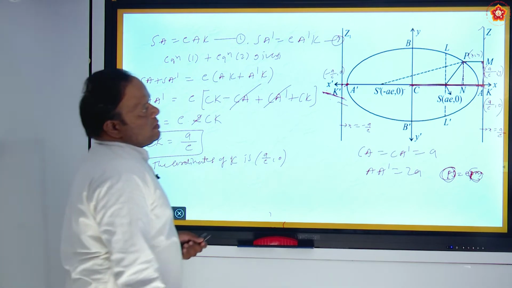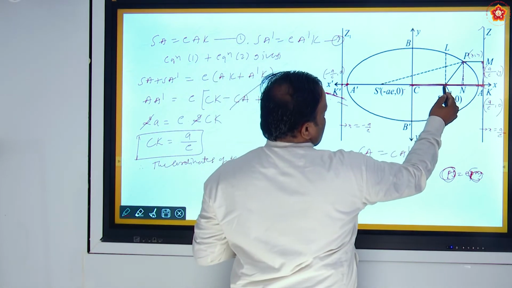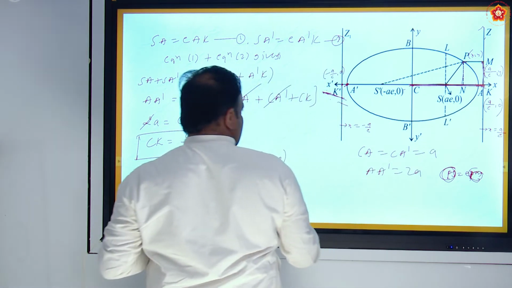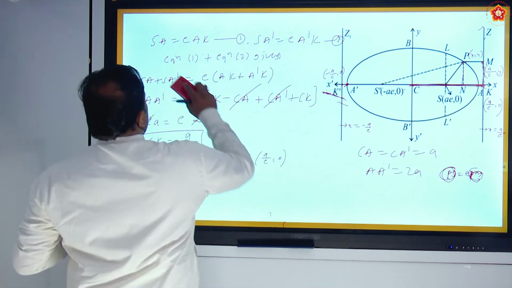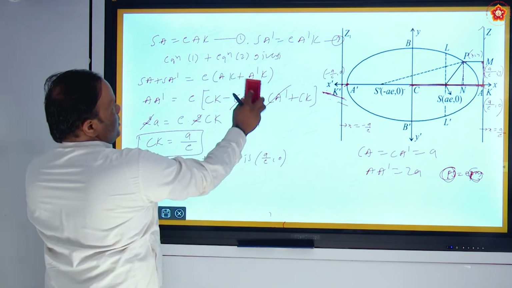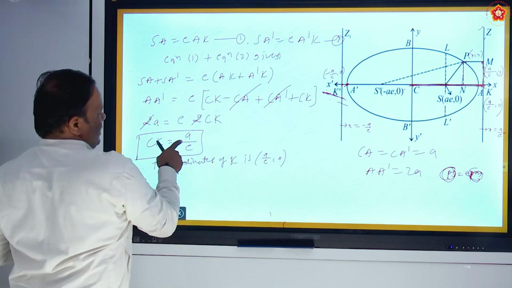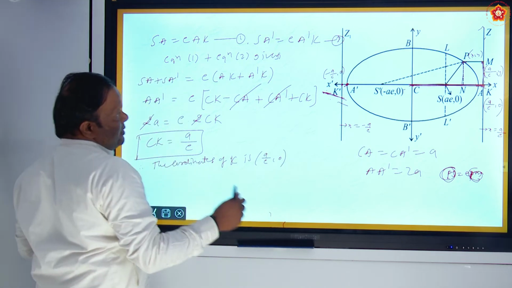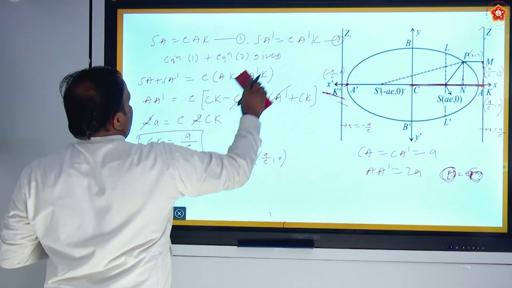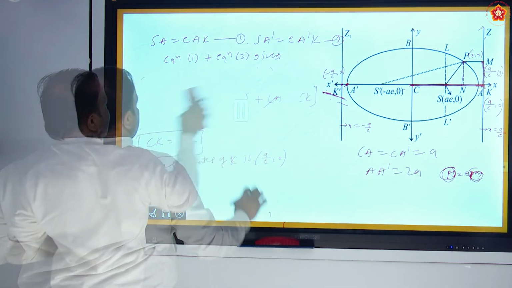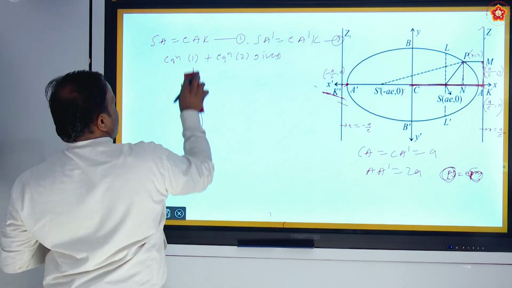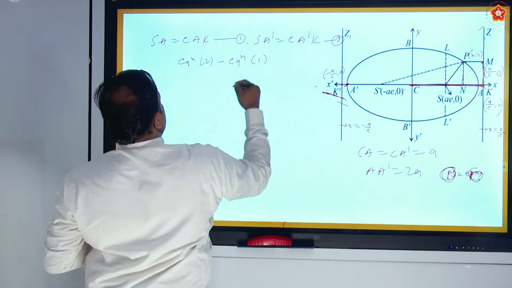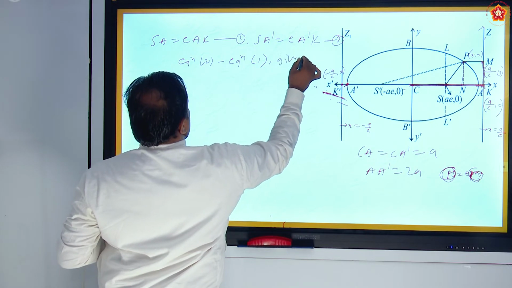Now find the coordinates of S. The coordinate of S is very important because we have to find A, no? First find the coordinates of S. Now equation number 1 plus equation number 2 gave CK, meaning the coordinates of K. Now to find the coordinates of S, take equation number 2 minus equation number 1. What happens here?